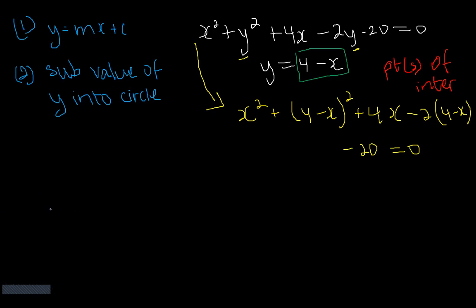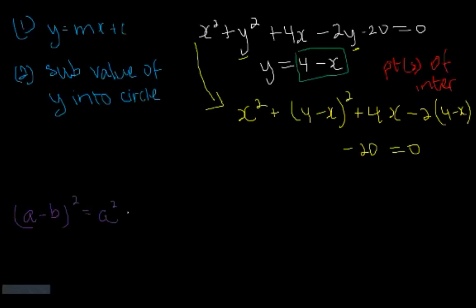I told you about a rule in the previous class. What this rule states is that a minus b squared is equal to a squared minus 2ab plus b squared. This is not something that you only have to learn when you're doing circles. You will come across something like this in odd math, in regular math, in any type of math. So this is good to know.